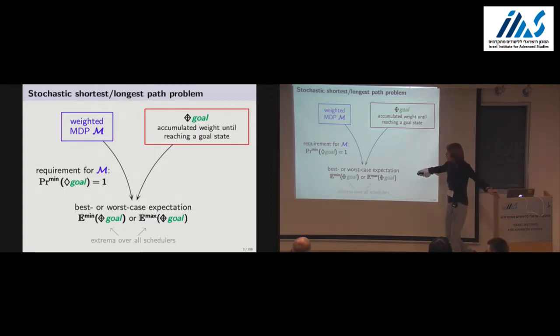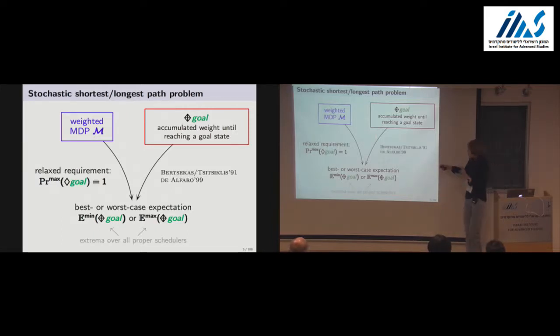Now, to make sure that these expectations exist, we dealt with a rather strong requirement, namely that under each scheduler, the goal will be reached with probability 1. Well, and it is often the case, if you start with a certain MDP and you want to reason about expected costs, max-min cost, that this condition simply doesn't hold, because there are schedulers where you will not reach the goal with probability 1.